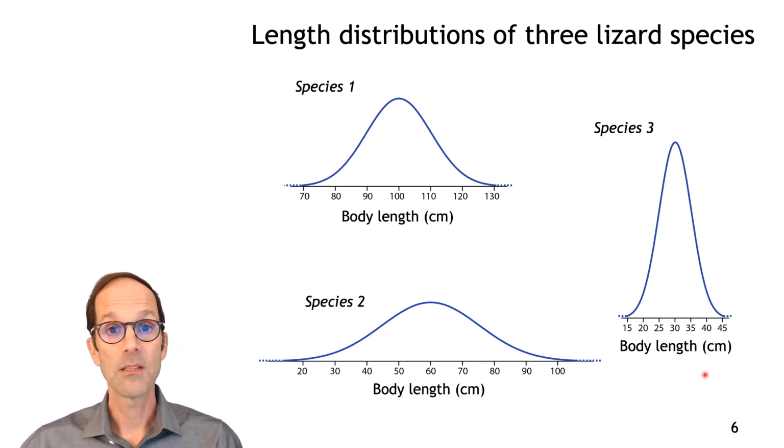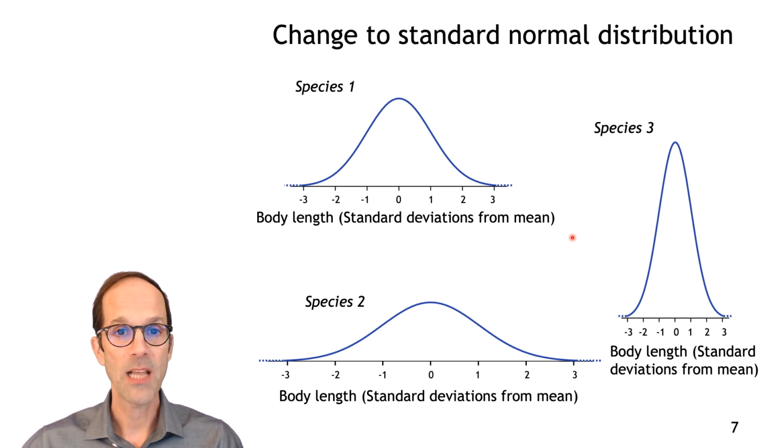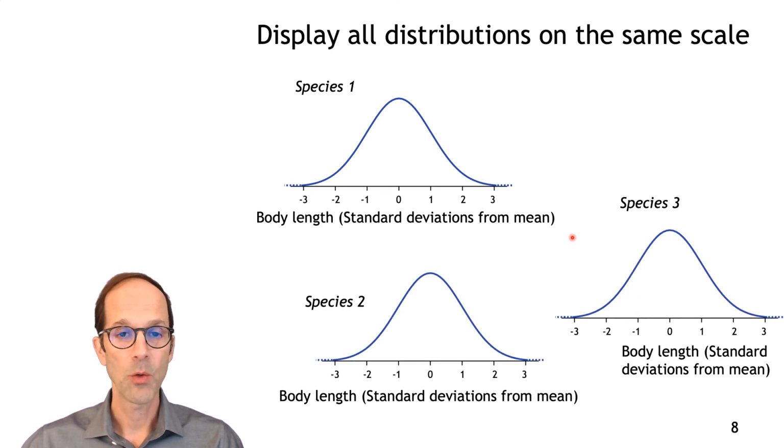If we instead standardize these, we convert these centimeter measures into standard deviation measures. Now we talk about lizards who are 1, 2, or 3 standard deviations above the mean, or 1, 2, or 3 standard deviations below the mean. And we've expressed all 3 species on that same scale. And then we can also put them on the same graphical scale. So it reveals that these are all, in a sense, identical distributions if you express them in terms of standard deviations above or below the mean.